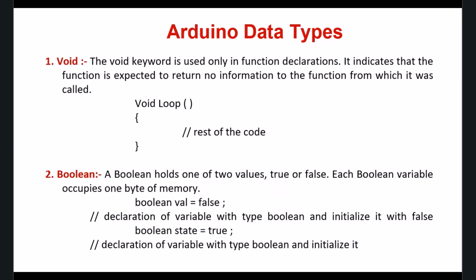The next data type is the Boolean data type. The Boolean holds one of two values, true or false. Each Boolean variable occupies 1 byte of memory. You can see how we can use the Boolean data type as boolean value equals false or boolean state equals true. In this way, we can declare the Boolean data type.